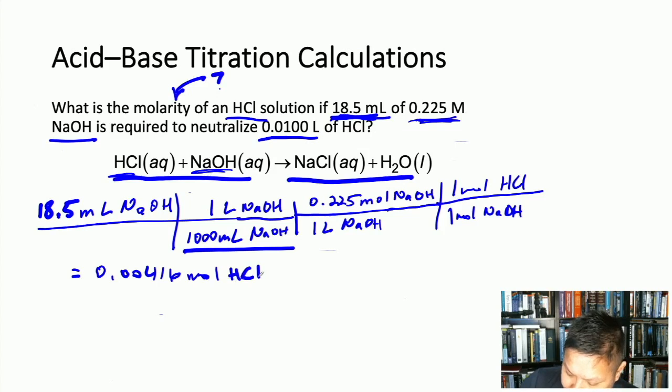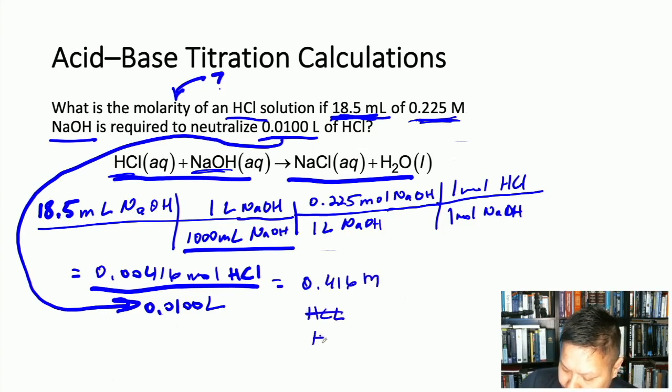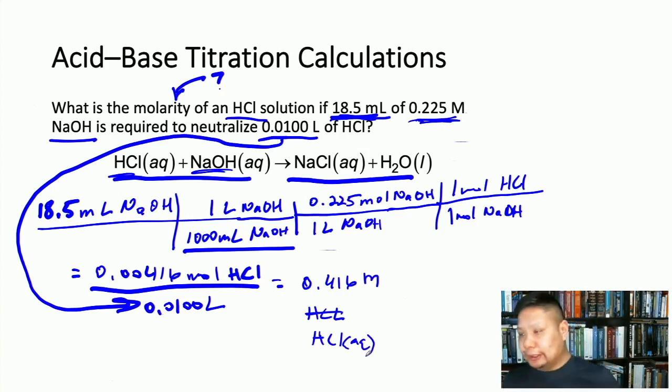So what was the concentration? Well, we need to divide that by its volume to get its molarity. And luckily for us, it's already in liters: 0.0100 liters. And that gives us a concentration of 0.416 molar HCl. Oops, that's wrong. And that's how we can use titration to figure out what the concentration is of an unknown acid.